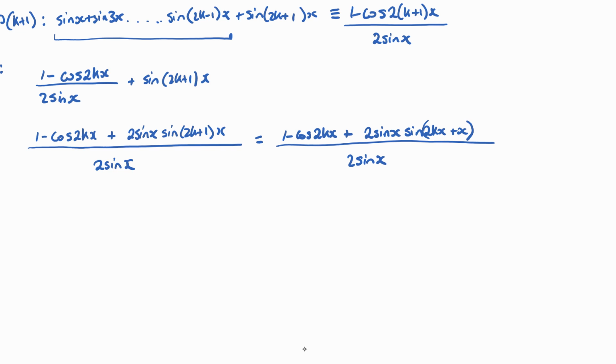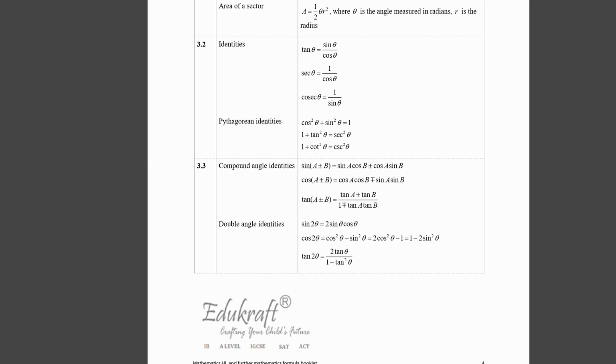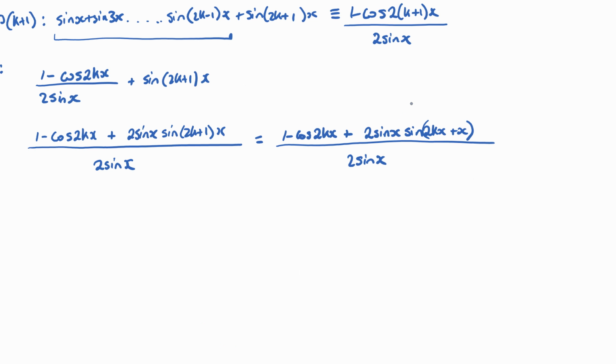What I'm going to have here is actually a formula I can use. It's the compound angle identity. Sine of an angle plus an angle is sine, the first one cos, and then cos and sine. So I'm going to apply that formula to this section here. So that's going to leave me with 1 minus cos 2kx plus 2 sine x.